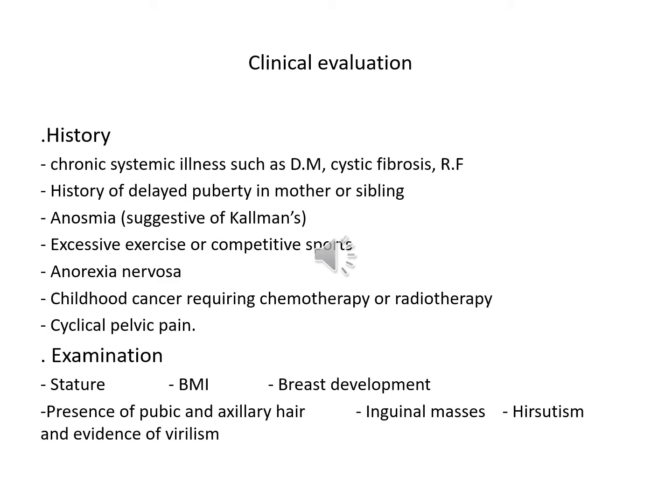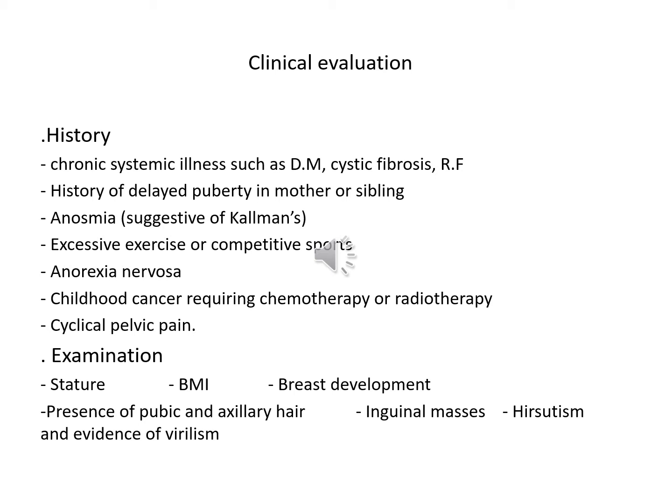Clinical evaluation involves history taking, examination, and arranging investigations. So, history: you need to take a history of chronic systemic illness such as diabetes, cystic fibrosis, renal failure, and any history of delayed puberty in the family, mother and siblings, to confirm constitutional or familial primary amenorrhea. Any symptoms suggestive of higher center defect like anosmia or hyposmia, reduced or absent sense of smell, which is suggestive of Kallmann syndrome.